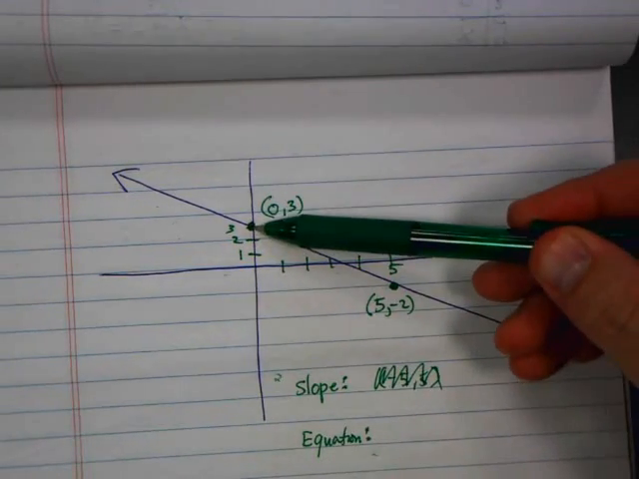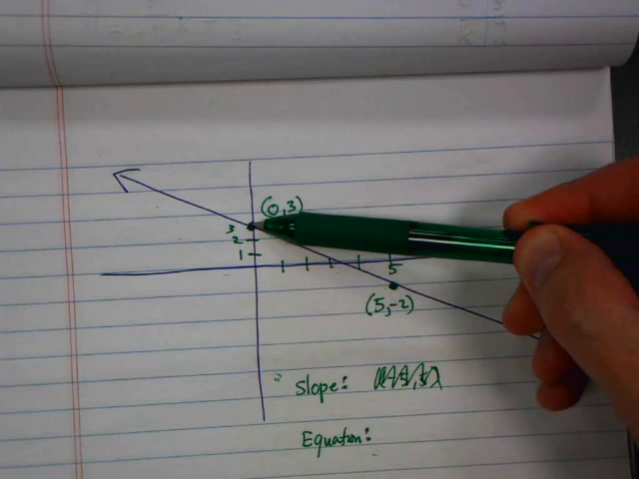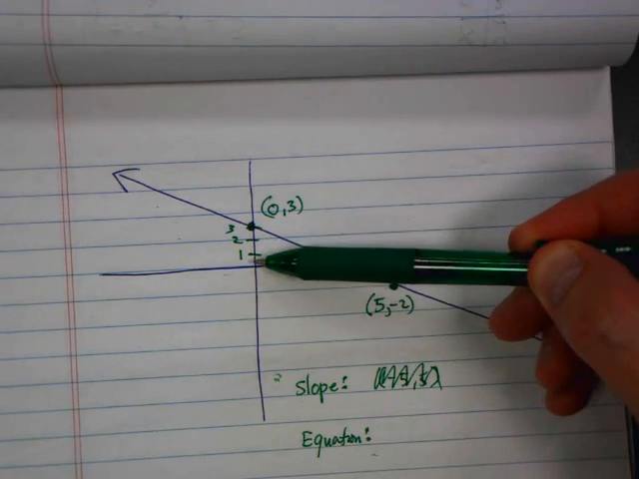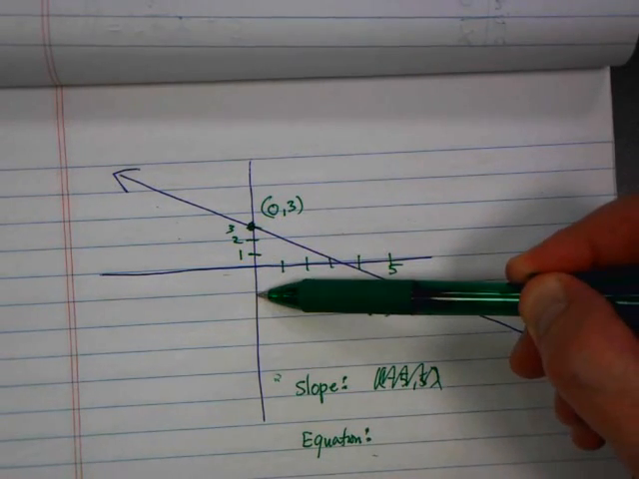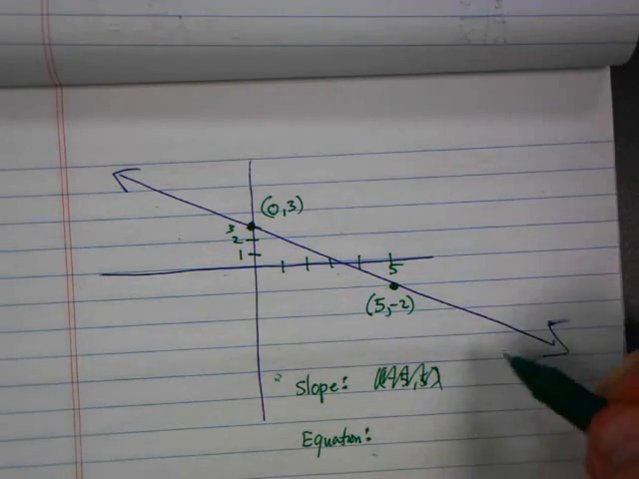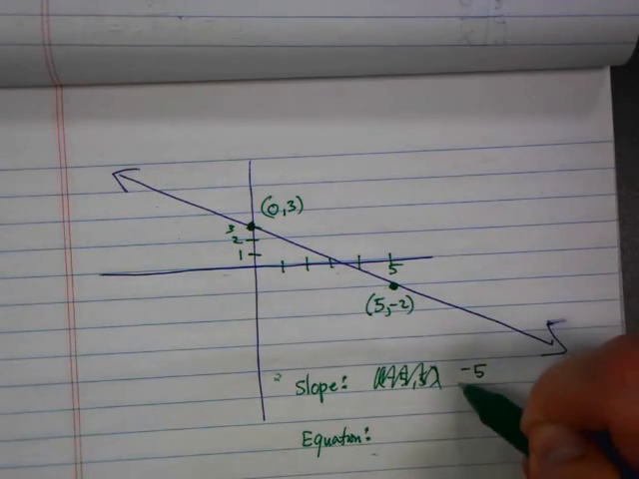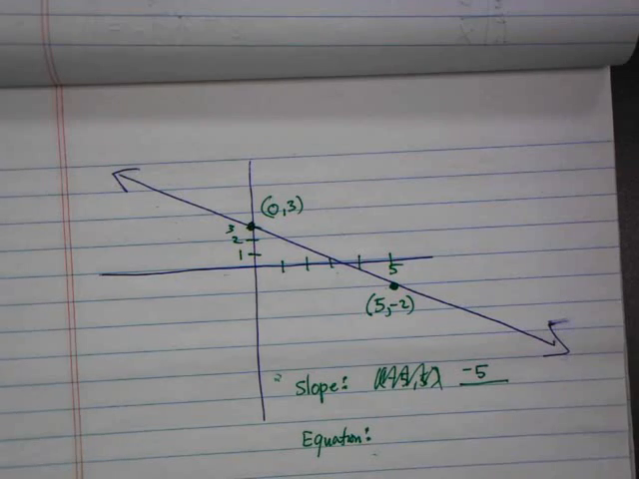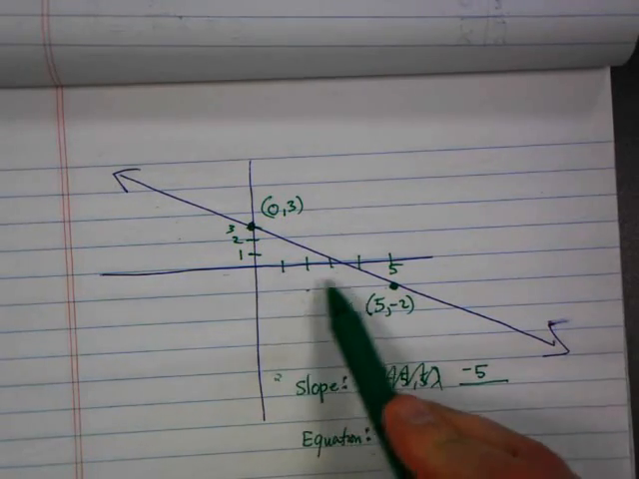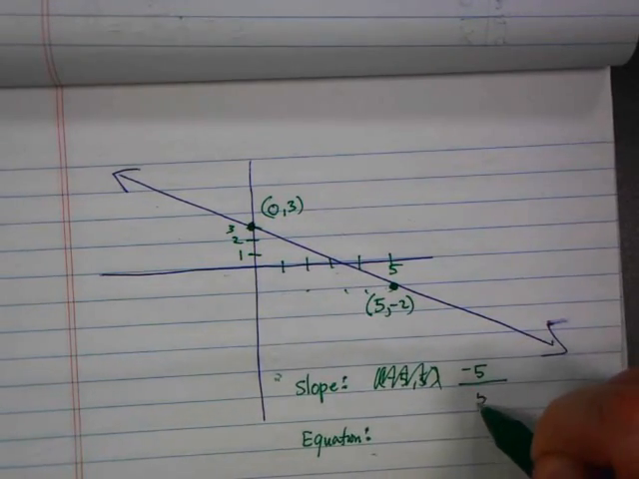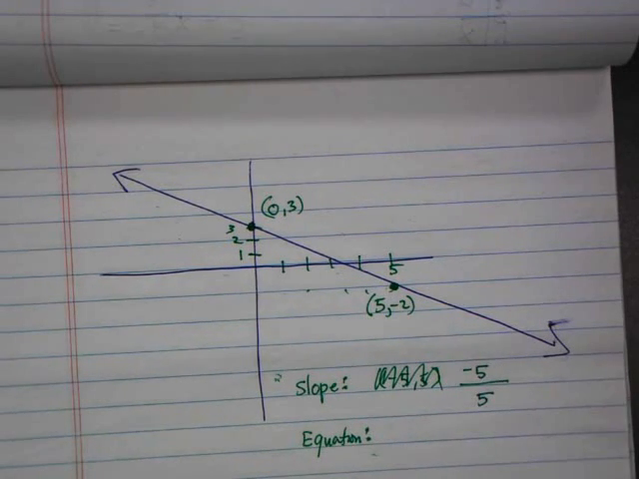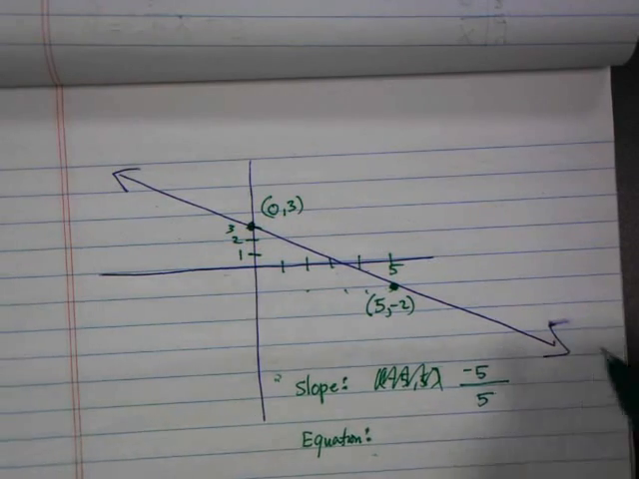I would start here. How far down do I have to go? I have to go 1, 2, 3, 4, 5. So I have to go down 5. So there's your negative 5. And then I divide by my run, which is 1, 2, 3, 4, 5. So your slope is negative 5 divided by 5, which is negative 1.